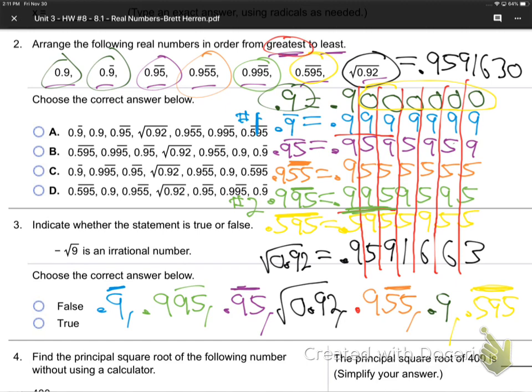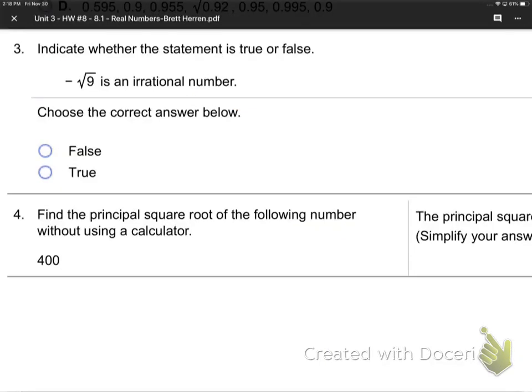Just list out some decimals. You'll be able to get that one. They're asking the question: indicate true or false. Minus the square root of 9 is irrational. Now, to answer that question, you've got to know what an irrational number is.